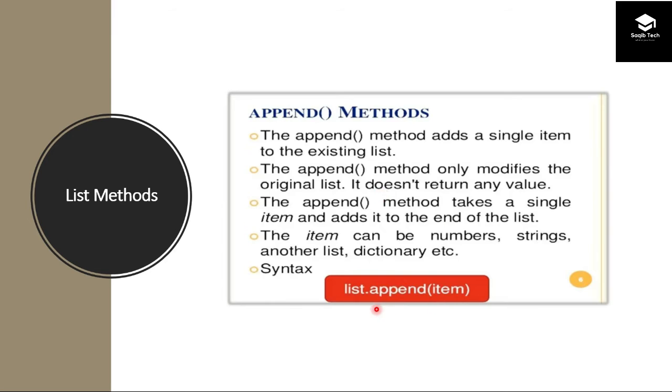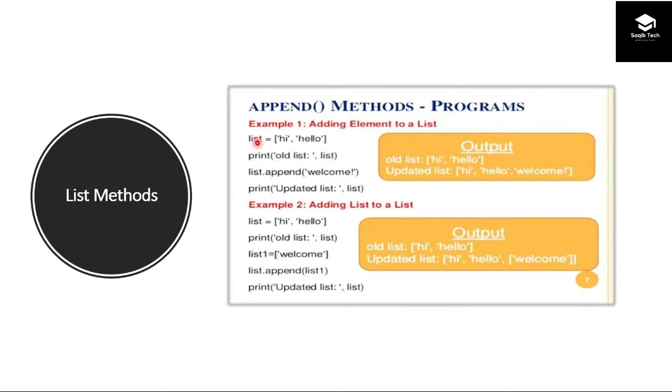The syntax is in front of you: list dot append, and the item is whatever you want to add. Let's look at this example, it will make things more clear. We have created a list equal to hi, hello, then we printed the list using the print function. You can see the old list, hi hello. Then we wrote list dot append welcome. We have added one element, welcome, inside the list. The name of the list is list. Then we printed the updated list: hi hello welcome. What you have noticed is that the new element is added at the last position of the list using the append method.